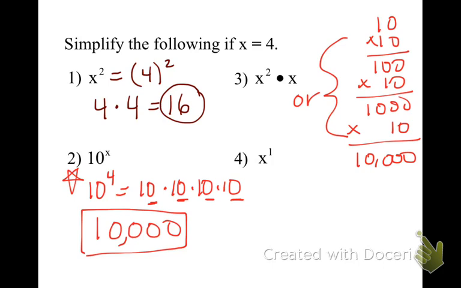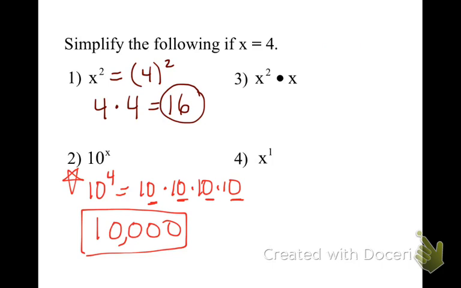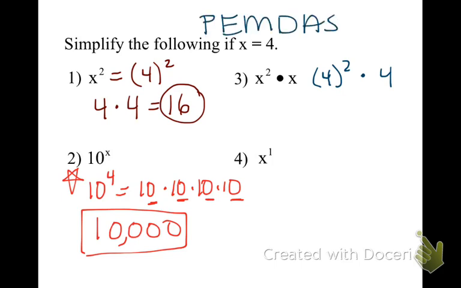Now, go and try to do number 3 and see what you come up with. Once again, I hope I see parentheses. Parentheses 4 squared times 4. Now, what do I do first? This is your big question mark. What do I do first? Well, let's look at PEMDAS. So, do we have parentheses? Yes, but can I simplify that any further? No. So parentheses are gone.